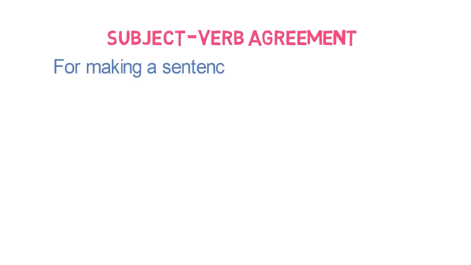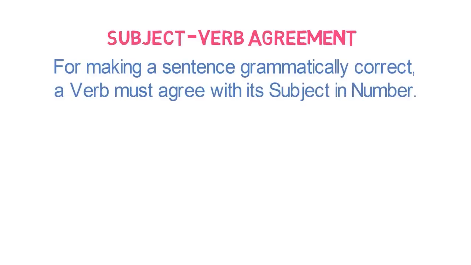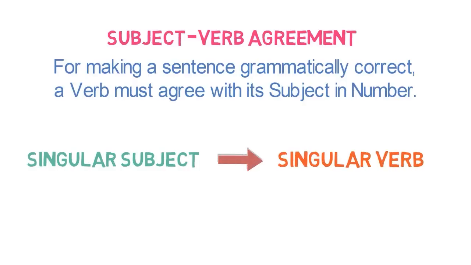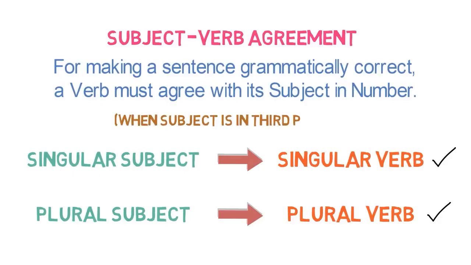What is subject-verb agreement? For making a sentence grammatically correct, a verb must agree with its subject in number. That is to say, in any sentence, a singular subject must have a singular verb and a plural subject must have a plural verb. This is the most general rule, so again I will repeat. Singular subject must have singular verb and plural subject must have plural verb. Please note, this statement holds true only when the subject is in third person.